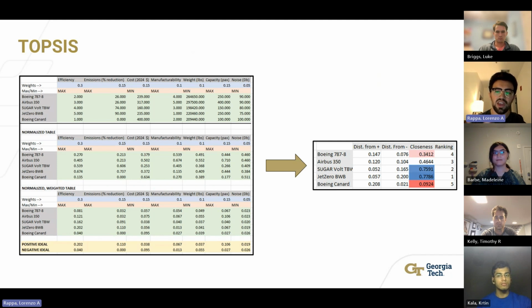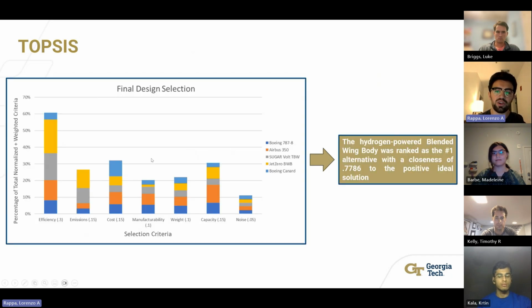Using this decision-making process, what we found was that the blended wing body and the truss brace wing ranked really high. However, the Jet Zero blended wing body performed the best overall, even in different subjective weighting scenarios. As you can see here, it really outperformed in efficiency and emissions, which is what our objectives really focused on. So we went forward with the blended wing body.